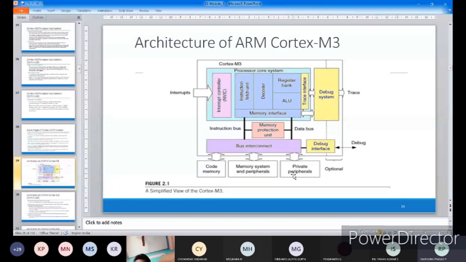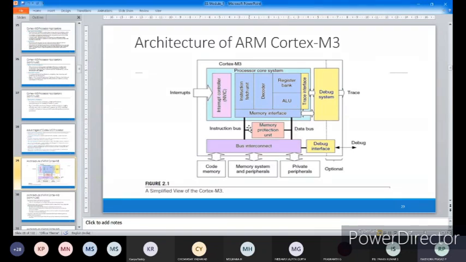Like I want a display, a buzzer, an LED, a switch, a keypad, a mouse. These are all the private peripherals which you are going to add. Then we have all the operational units which you can observe here: tracing part, debug system, memory unit, instruction bus, data bus.